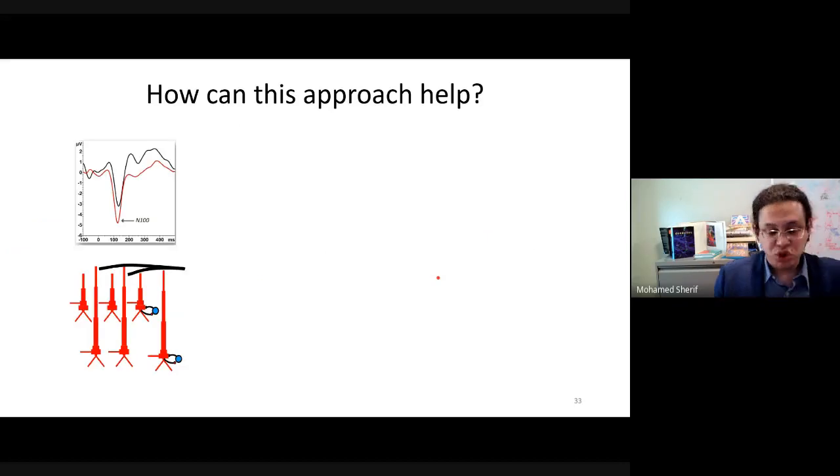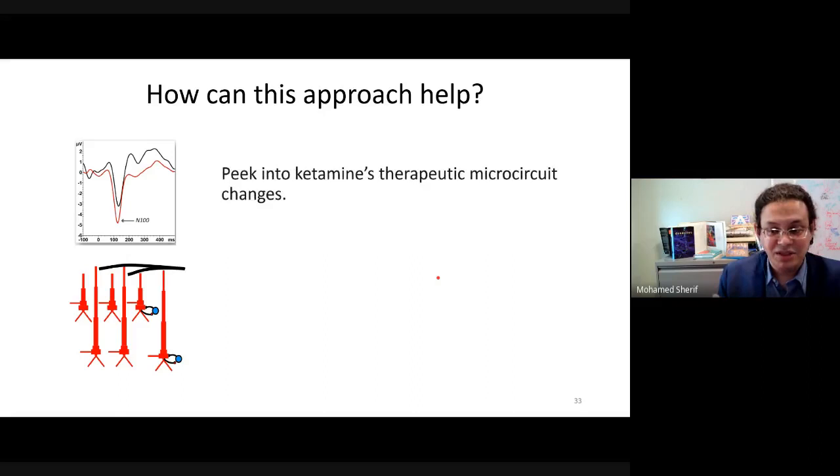How can this approach help? The way I see it, it's an opportunity to peek into the cellular therapeutic changes, and you can think of it as a computational microscope. It's a way to look at the cortex microcircuitry in detail, which in living patients is extremely difficult otherwise without opening their skull, for example.